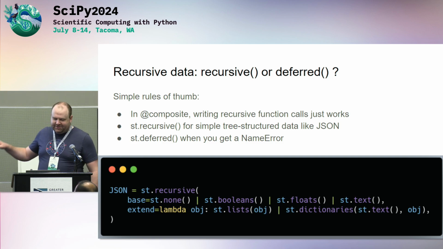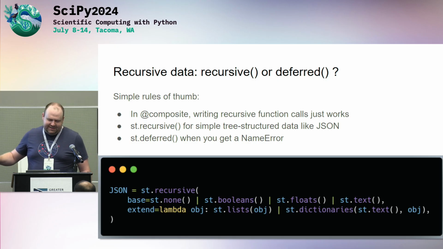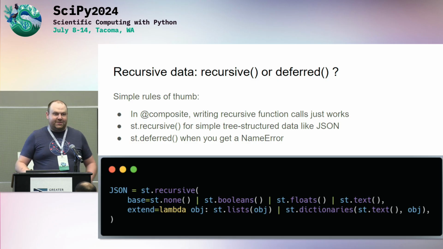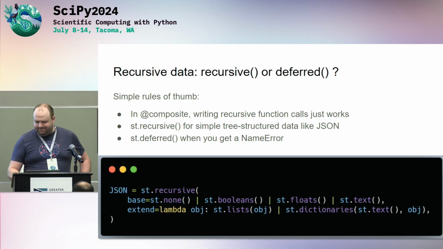So here we say that JSON is recursive. The base case is none, booleans, floats, or text, and the non-base case is lists of whatever that was, or dictionaries of string keys to whatever that was values. And so that can generate any possible JSON object.